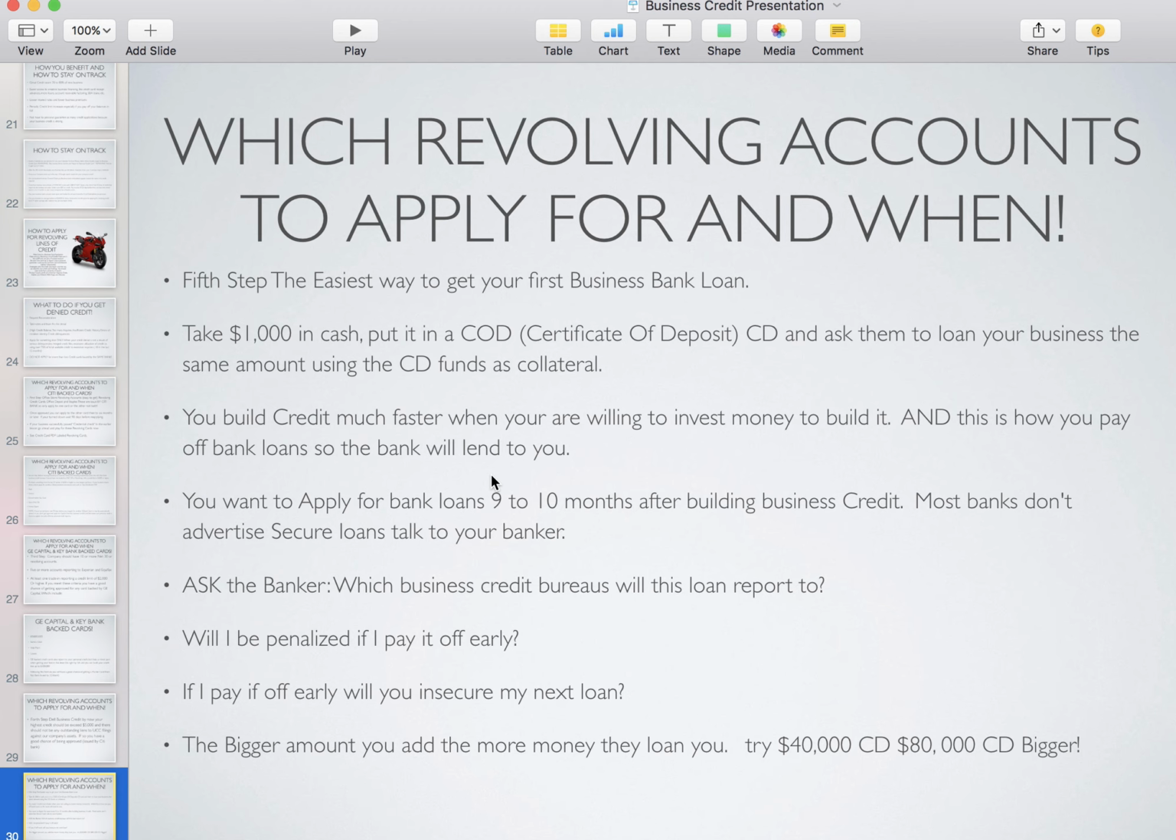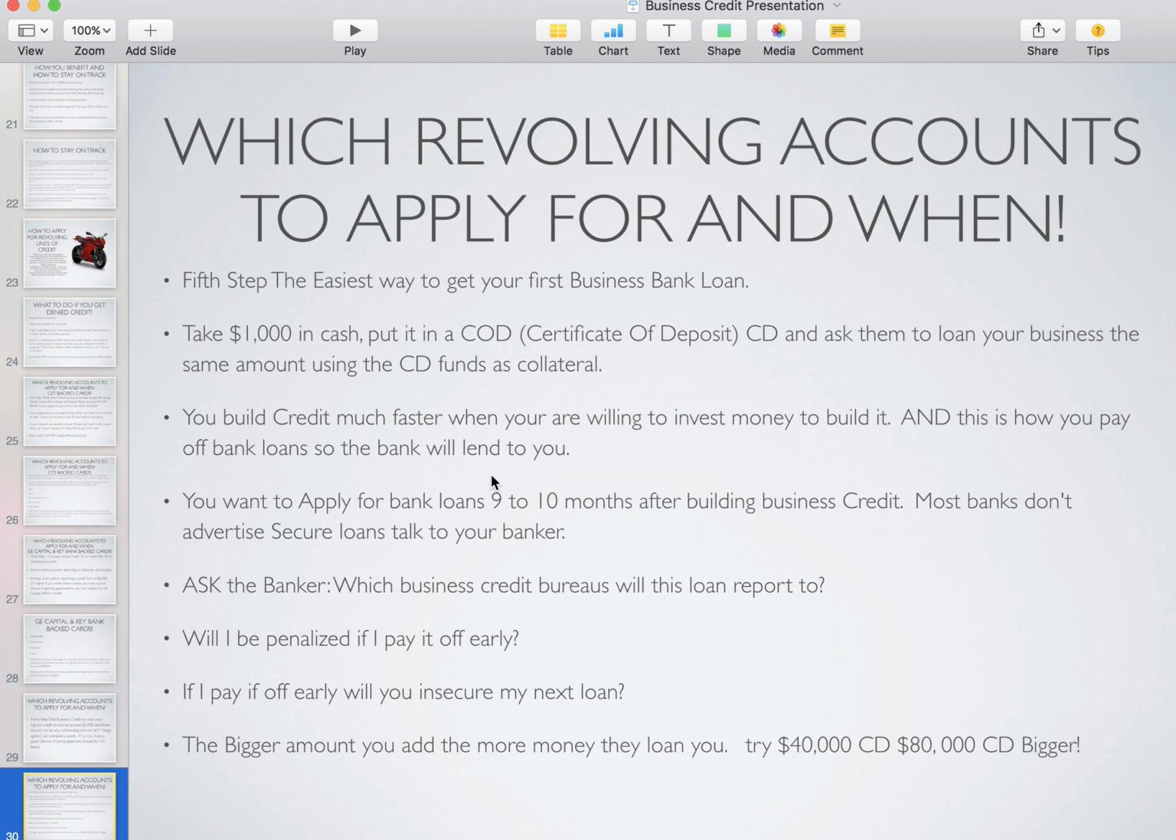After you pay yourself back, 9 times out of 10, they're going to extend that over into a business loan, a business credit card. Now you're building that relationship with the bank. Just keep paying everything off, paying your balances off up front. You're going to build credit much faster if you're willing to fork out a little bit of money to invest into your business credit. This is how you play the game.